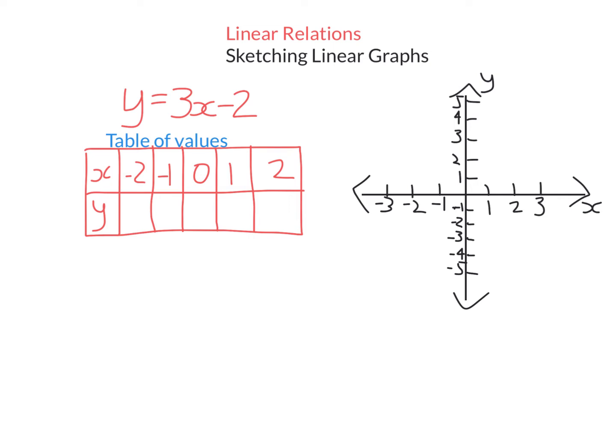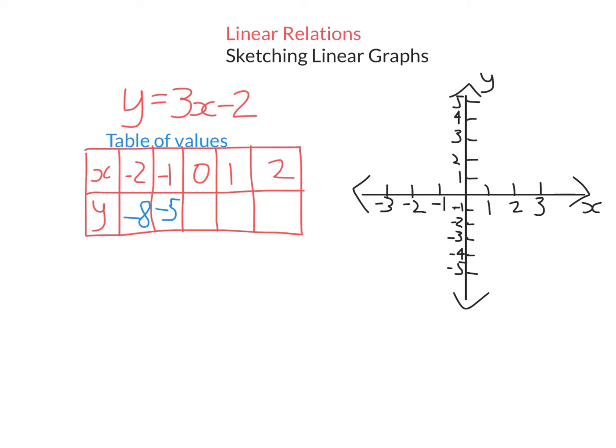So we need a table that has x and y values. So always choose x values negative 2 to 2. What you do is you take each of these values one by one and substitute it into the equation to find the y value. So if x is negative 2, y is 3 times negative 2 minus 2, which gives negative 8. If x is negative 1, y is 3 times negative 1 minus 2, which is negative 5.